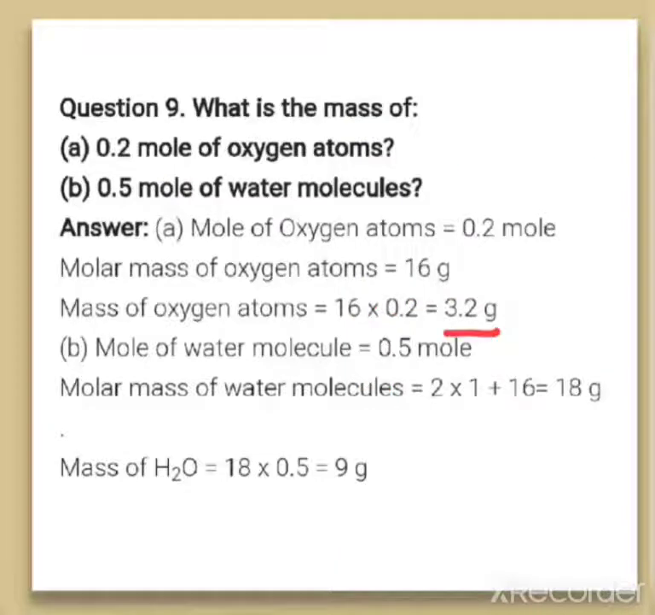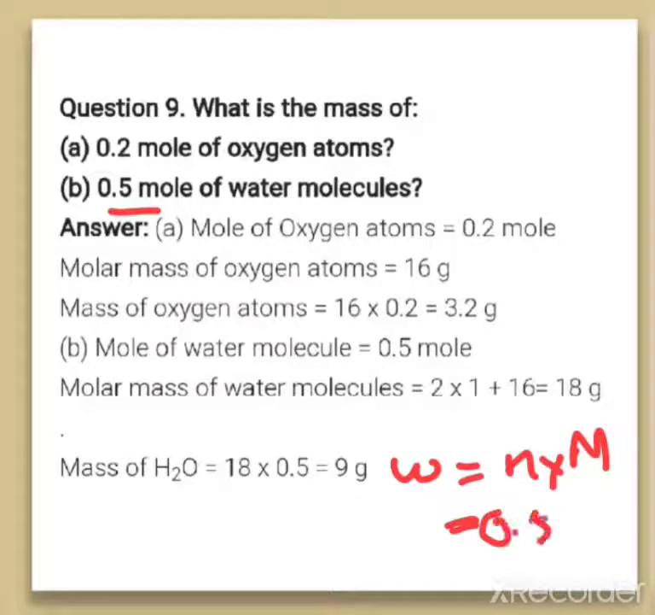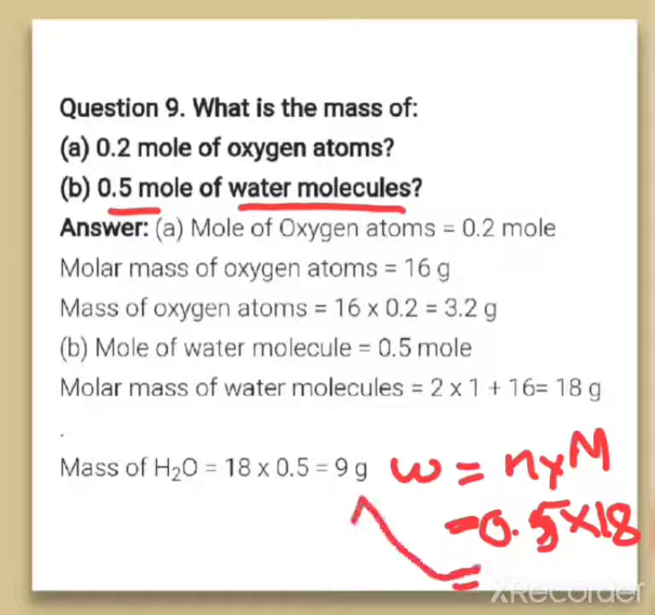16 into 0.2, that is 3.2 gram. Next one also we will be doing in the same manner. We'll be using the same formula, that is W is equal to n into capital M. So here n, number of moles, is given, 0.5, into capital M, because we are talking about the water molecule. What is the molar mass of water? That is 18 gram. So when you solve this, you will get the answer, that is 18 into 0.5 equal to 9 gram.